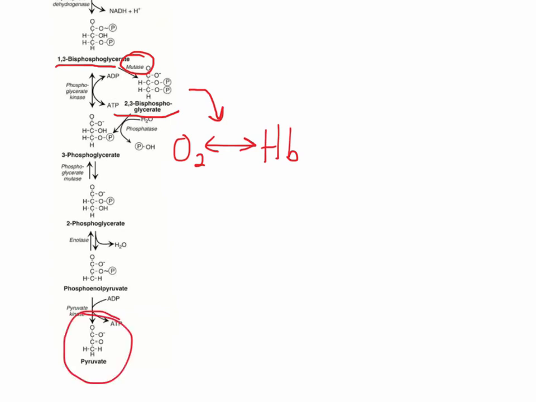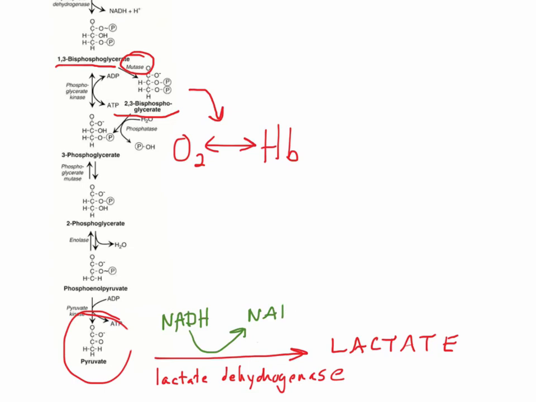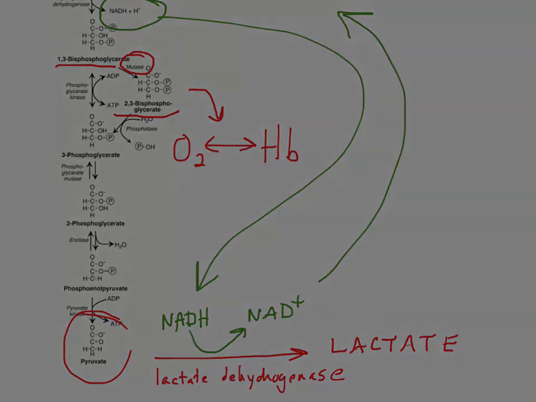Now, pyruvate, which again is the end product of glycolysis, is another important branch point in metabolism. As we mentioned earlier, pyruvate can be metabolized aerobically to CO2, or it can be converted anaerobically to lactate. Now, the enzyme for the conversion of pyruvate to lactate is lactate dehydrogenase. This enzyme uses the NADH that was produced in the glyceraldehyde 3-phosphate dehydrogenase reaction. So the conversion of glucose to lactate can be done with a balance of oxidized and reduced NADH and NAD. So there's no net oxidation reduction.